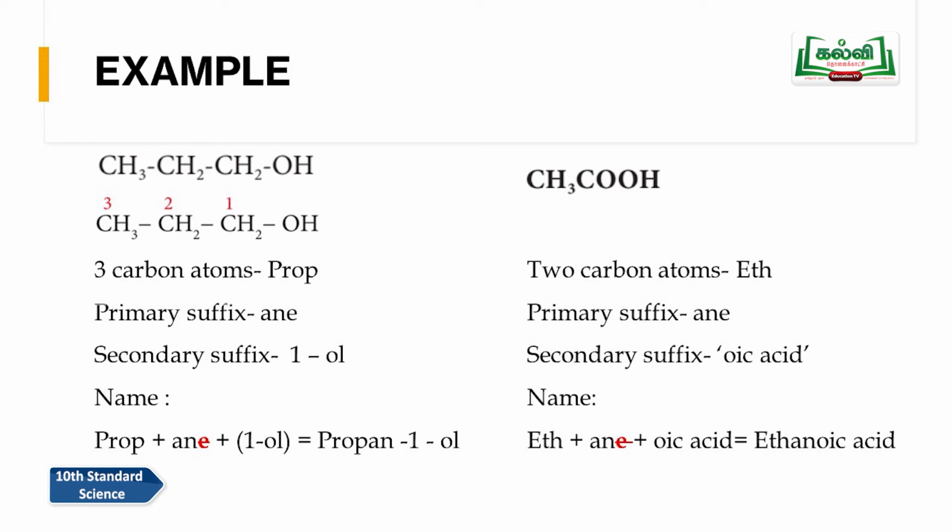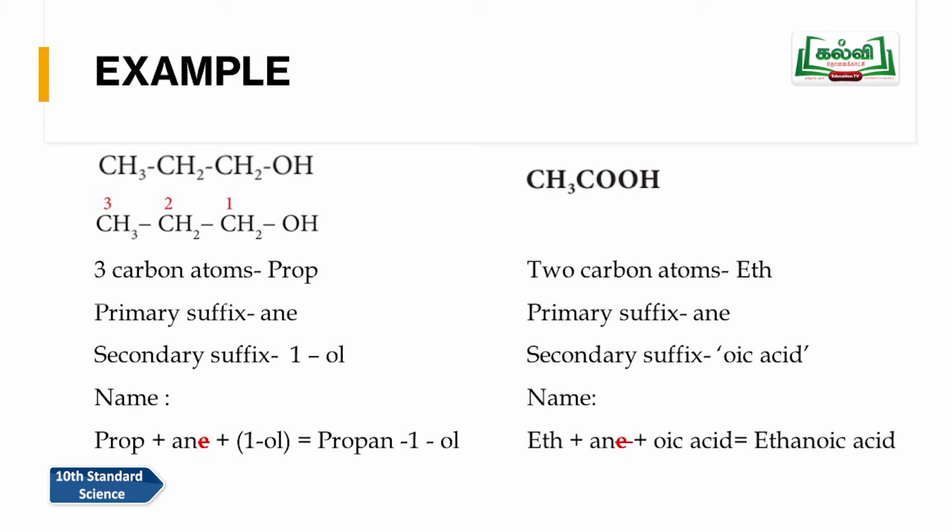And the secondary suffix gives us the functional group. Here the functional group is OH. And what is the ending for OH? It should be ol. It is present on the first carbon atom, therefore it should be 1-ol. The secondary suffix is 1-ol because the OH group is present on the first carbon atom. So it should be 1-ol. What will be the name of this compound completely? Prop plus ane plus 1-ol.